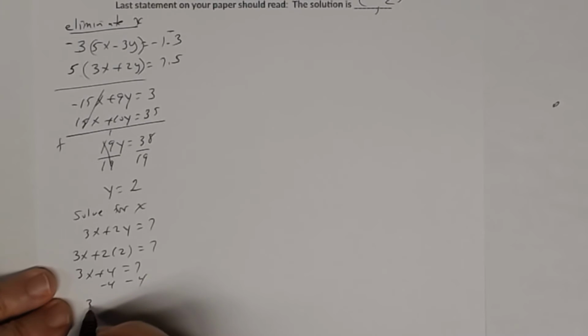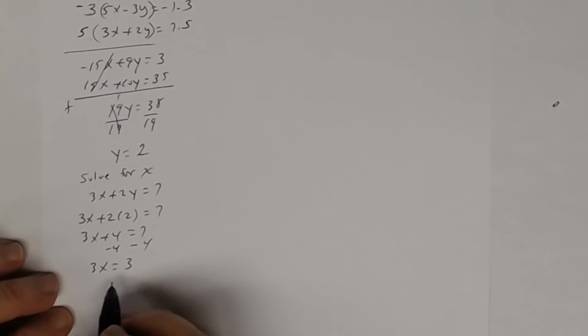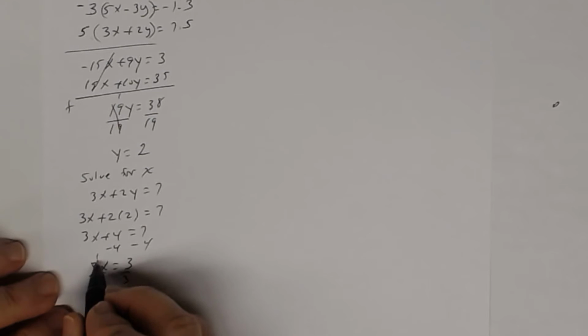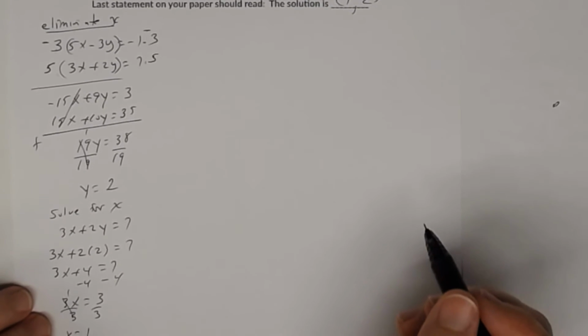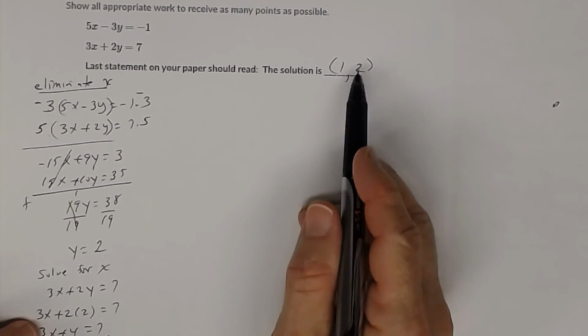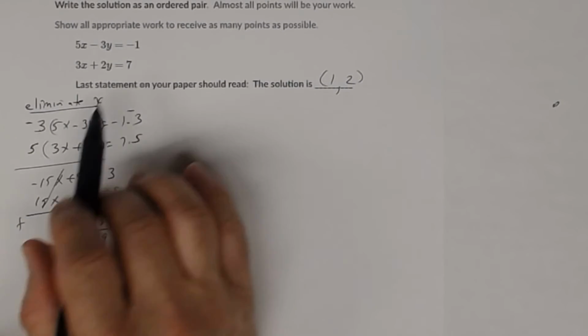Subtract 4. I get 3x equals 3. Divide both sides by 3. I get x to be 1. So there's your value for x. So x is 1, and there's the ordered pair. That ordered pair will make this equation true and this equation true at the same time.